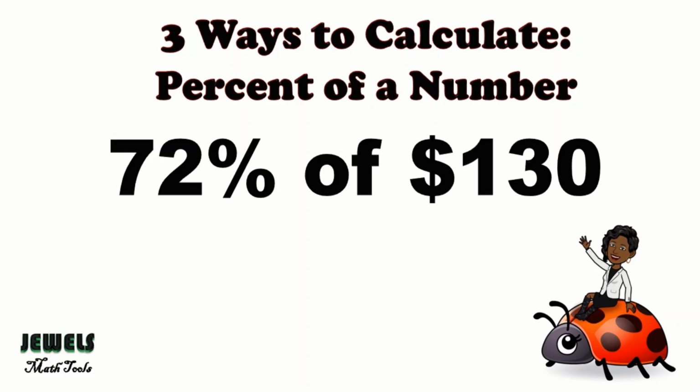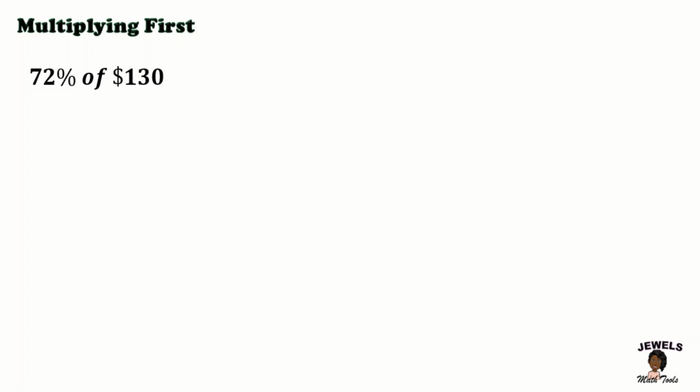In today's session, we will be demonstrating 3 ways that you can calculate the percentage of a number. In this example, we're going to be calculating 72% of $130. Now for this first example, I'm going to be multiplying my numbers out first, and then every step that I have to do afterwards would follow.